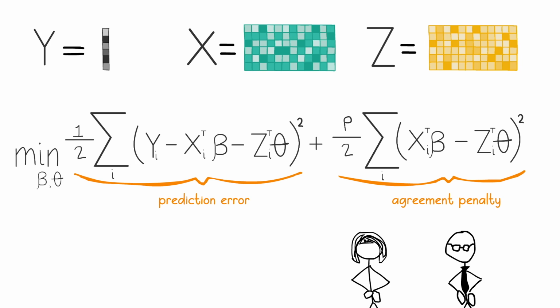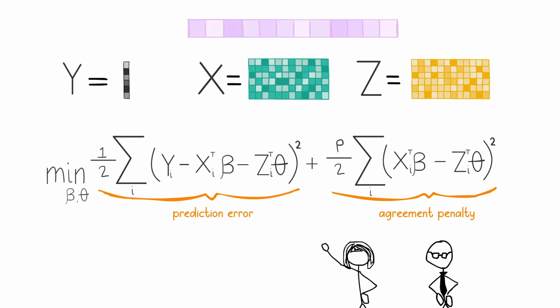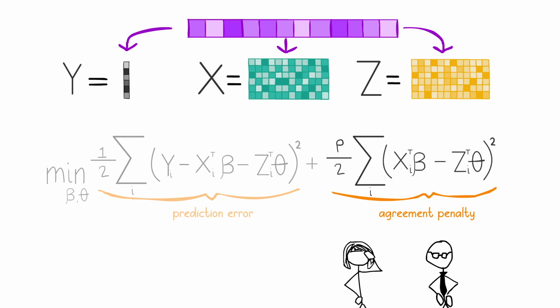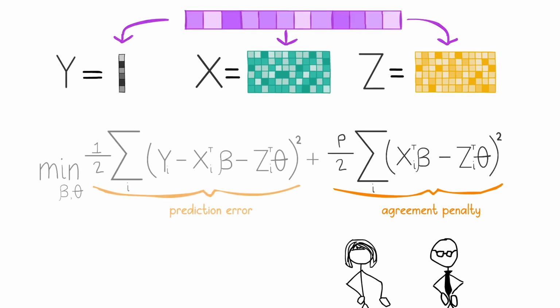What's the idea behind this? We imagine that there are hidden underlying factors that are correlated with both of the feature views and the response. The agreement penalty exploits this underlying structure by encouraging the predictions from different views to align.